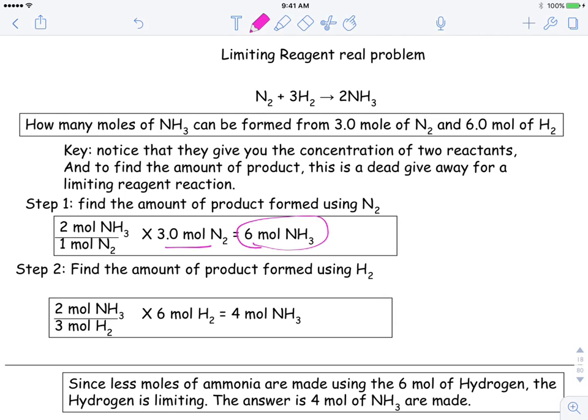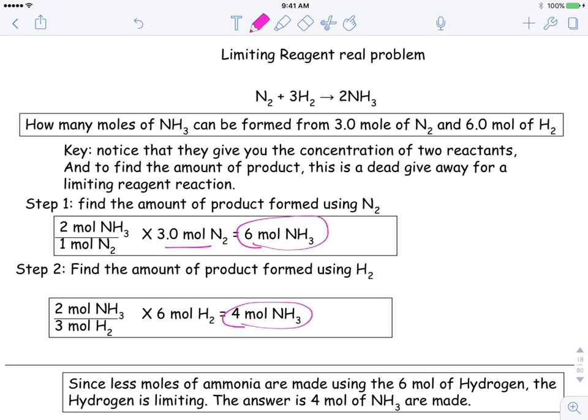And then let's do the same thing with hydrogen. Hydrogen, the ratio is 2 to 3. So we times it by 2, divided by 3, we get 4. Only one of these can be correct. Just like we ran out of bread, here we're going to run out of hydrogen.